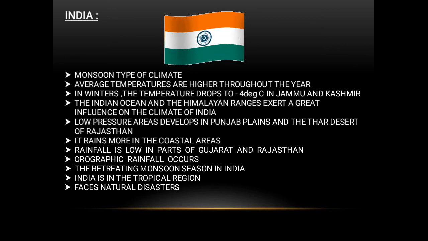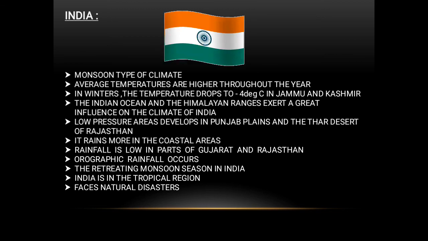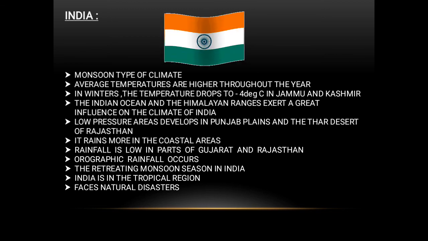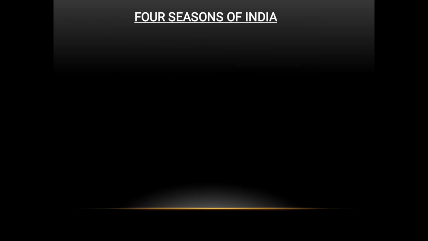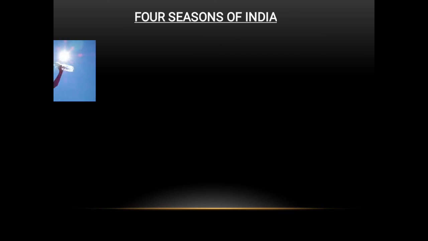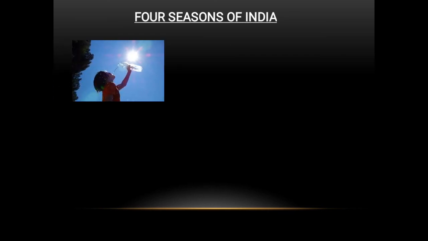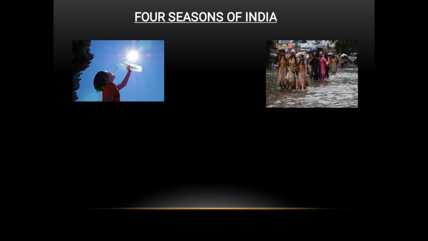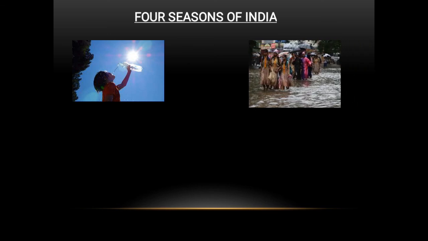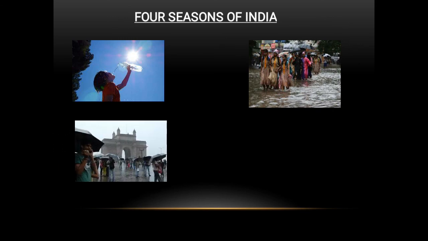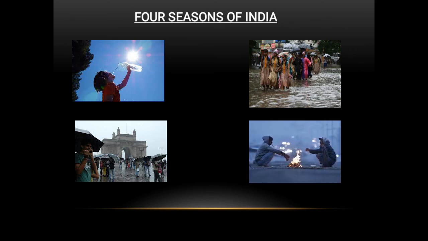India frequently faces natural disasters like erratic rainfall, droughts, cyclones, floods, etc. There are four seasons as per the Indian Meteorological Department: the hot weather season, the season of rainfall, that is the monsoon season, the season of retreating monsoon, and the cold weather season, that is the winter season.